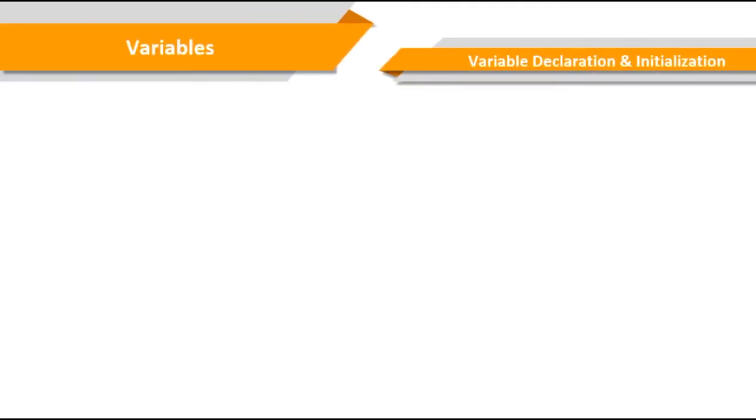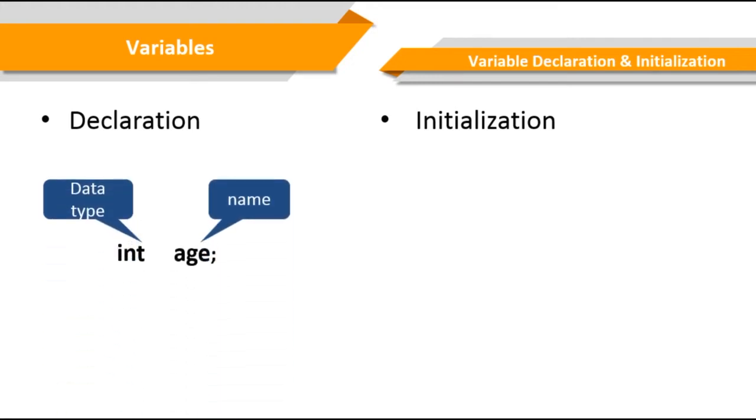So here we have two steps to use a variable in a program. They're called declaration and initialization. In order to declare a variable, you must specify the data type and give a unique name to the variable. So in our example, we declare the variable age with the int data type. Of course, we're going to cover data types in the next slides, but just stay with me.